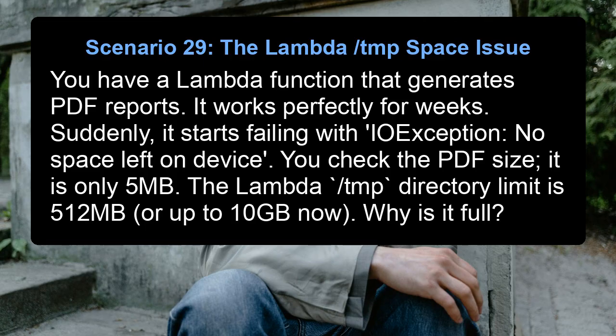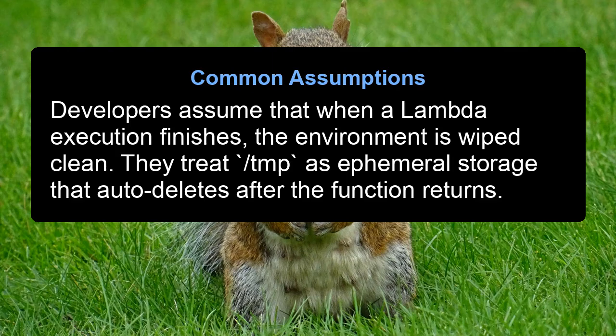Scenario 29. The Lambda /tmp space issue. You have a Lambda function that generates PDF reports. It works perfectly for weeks. Suddenly, it starts failing with I/O exception, no space left on device. You check the PDF size. It is only 5 megabytes. The Lambda /tmp directory limit is 512 megabytes, or up to 10 gigabytes now. Why is it full?